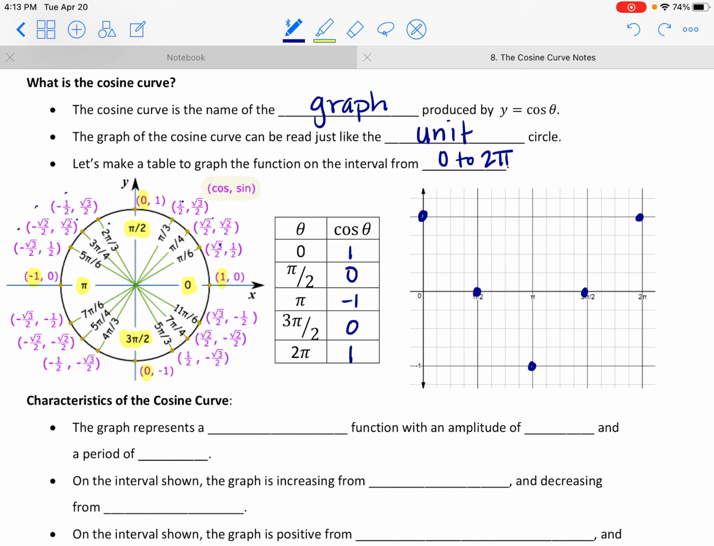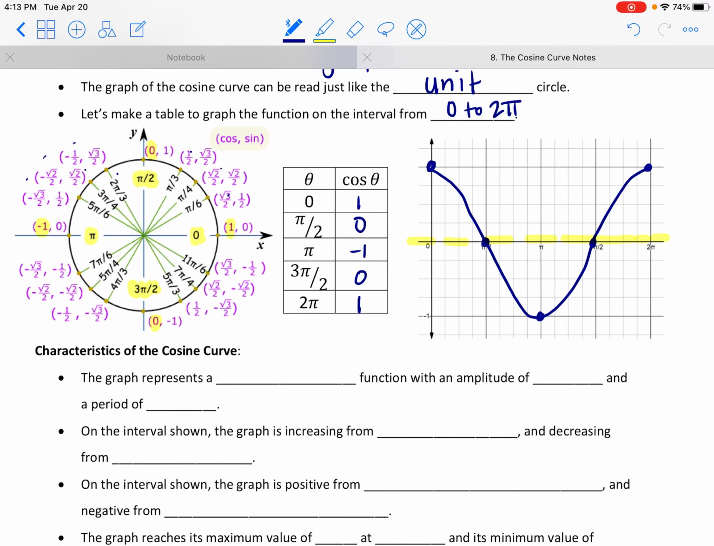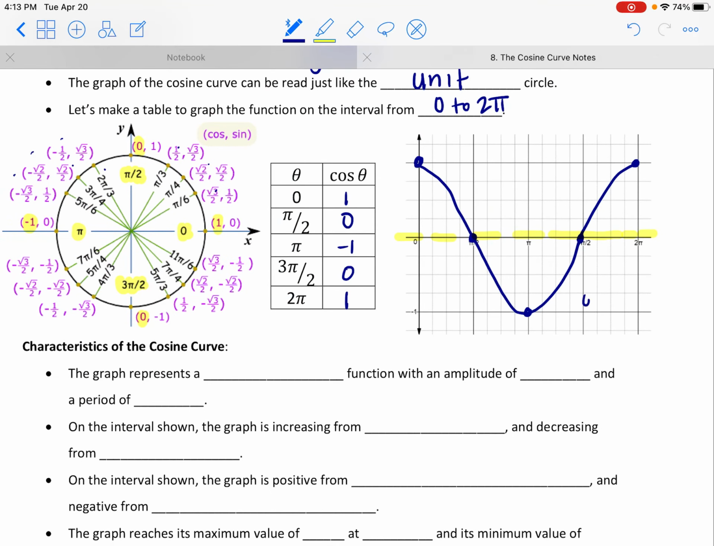Let's see if I can draw this nicely. And something like that. It's not terrible, okay, where we have a midline still at 0. And we can see our amplitude of 1, where we're going up 1 from the midline, down 1 from the midline. So this is, again, one cycle of the cosine curve. Okay, and this is again a periodic function, just like our sine curve, with an amplitude of 1 and a period of 2 pi. Remember, the period is how long it takes for one cycle to happen.